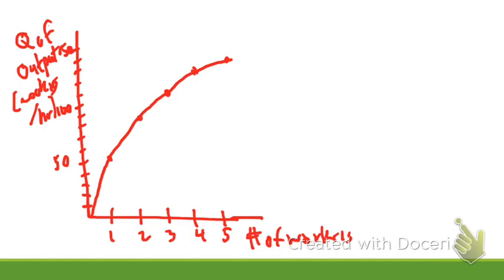Now let's graph the marginal values. So at 1 we had 50, and at 2 we added 40 cookies when we hired 2 workers. We added the 3rd worker. That worker added 30 more cookies. We added the 4th worker. That worker added 20 more cookies. And we added the 5th worker. That worker added 10 more cookies. So this is the graph of the marginal product of labor.